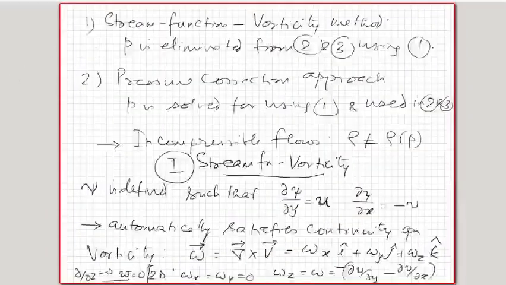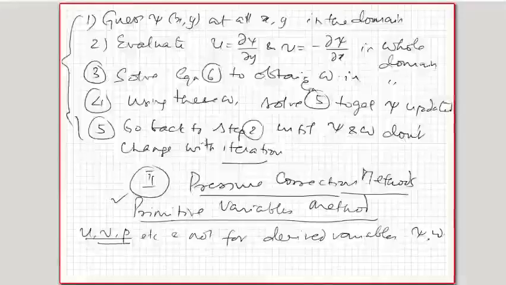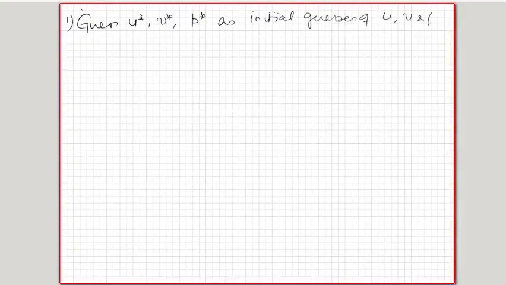It's the wrong place to insert the page. Okay, so I'll set a page here. I'll just write down: the first step is guess u star, v star and p star as initial guesses of u, v and p.